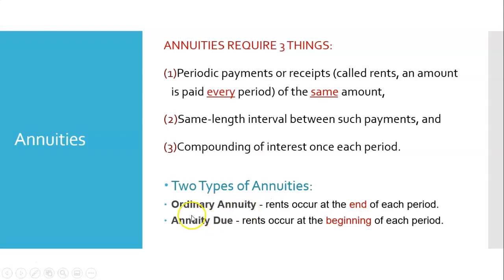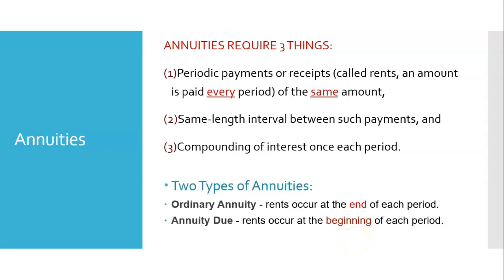There are 2 types of annuities. There's an ordinary annuity, which means that the rents or payments or receipts occur at the end of each period. So at the end of each year, we're going to deposit the $1,000. Annuity due means the rents or payments or receipts occur at the beginning of each period. So we're going to deposit the $1,000 at the beginning of each year.